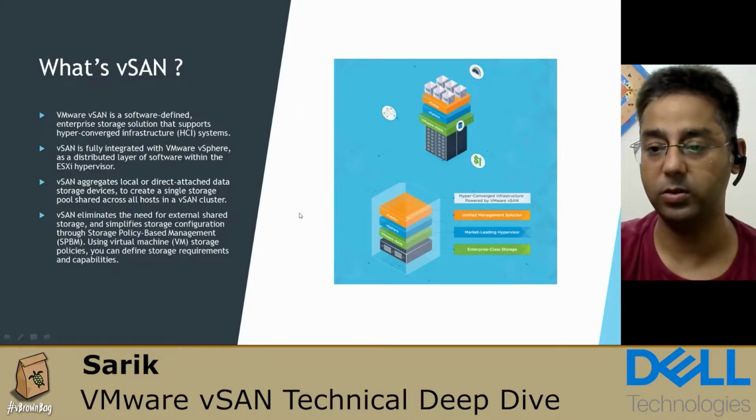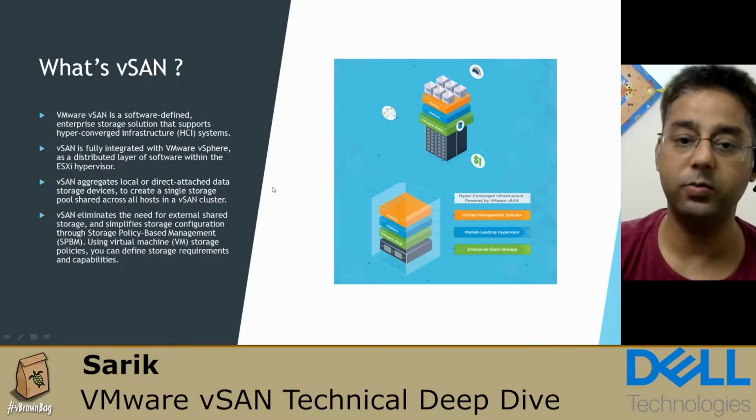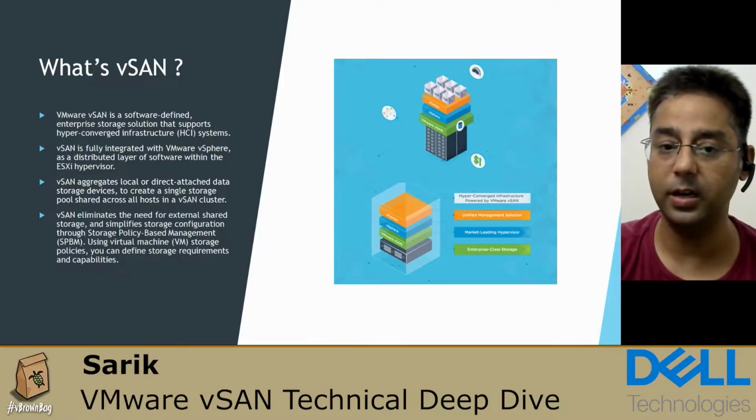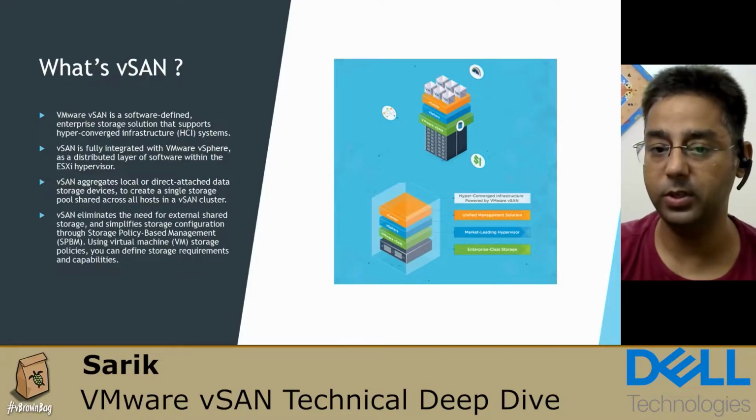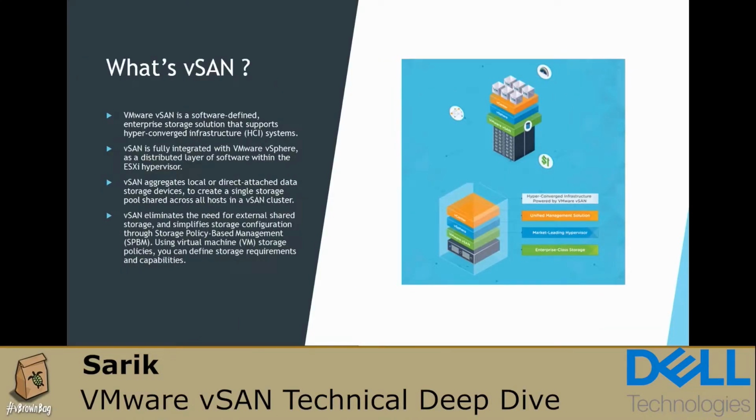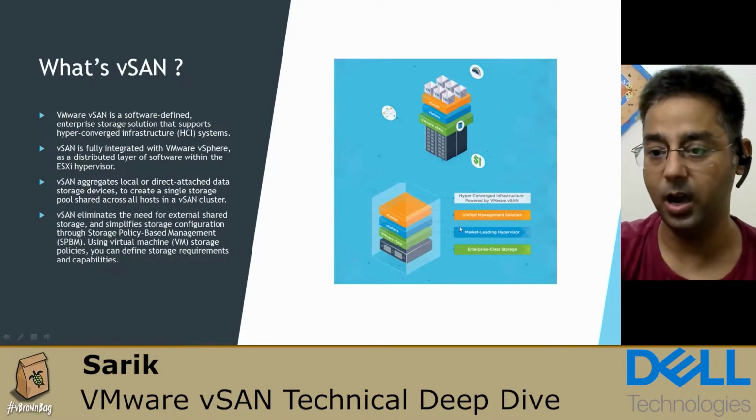So we will discuss that in detail. What is vSAN? vSAN is a software-defined enterprise storage solution which provides a hyper-converged HCI solution. It's fully integrated with VMware vSphere as a distributed layer within the ESXi hypervisor. As we can see here, we have the vSphere layer, and on top of that we have vSAN. So it's a combined HCI solution, hyper-converged infrastructure powered by vSAN.